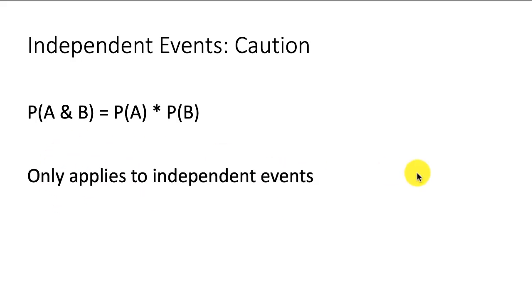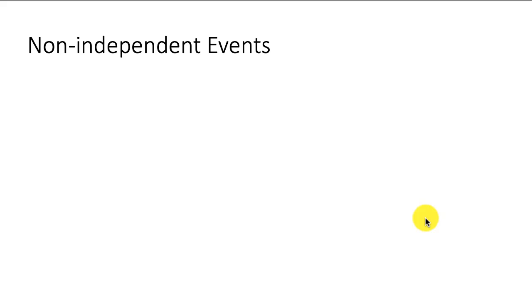Just a quick caution. This formula of multiplying the probabilities applies only when the two events are independent. When they're not independent, then this formula does not apply and something else happens. So let's take a look at an example of non-independent events.